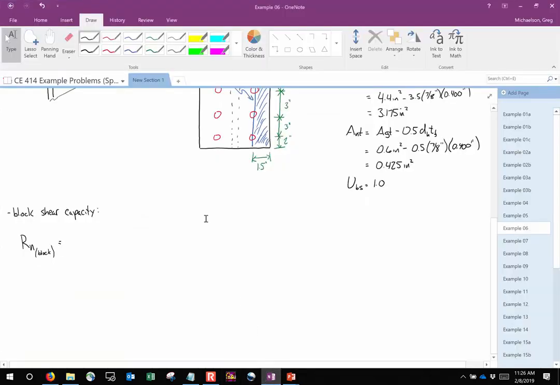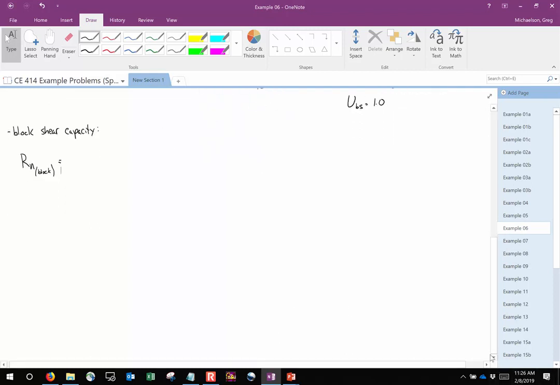Everybody good? All right. So here's our equation. It's a long one, but it's pretty plug and chug. So we have UBS, Fu, and we have the net area in tension plus 0.6 times the minimum of Fy times the gross area in shear, or Fu times the net area in shear.